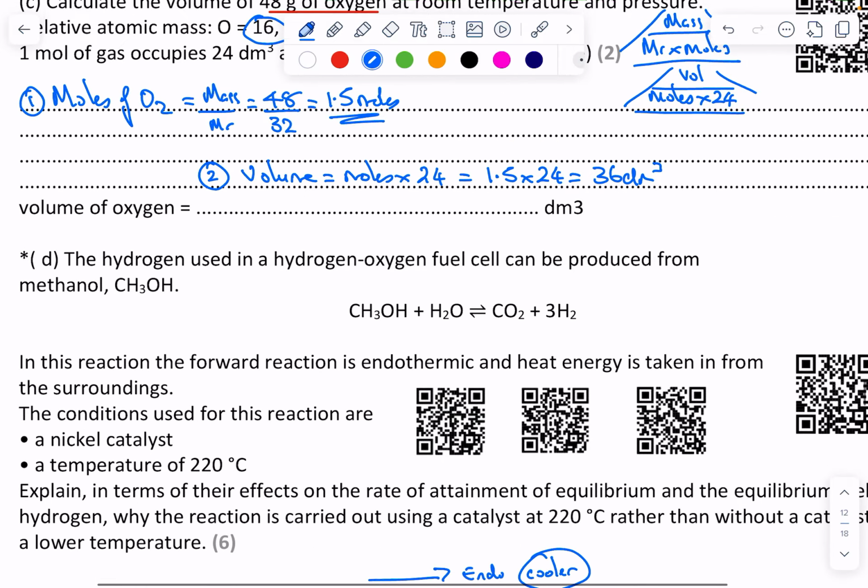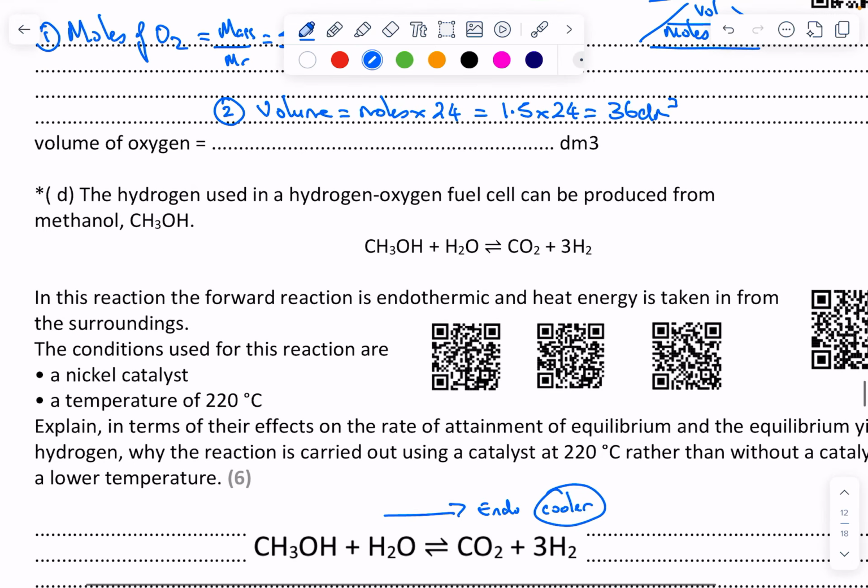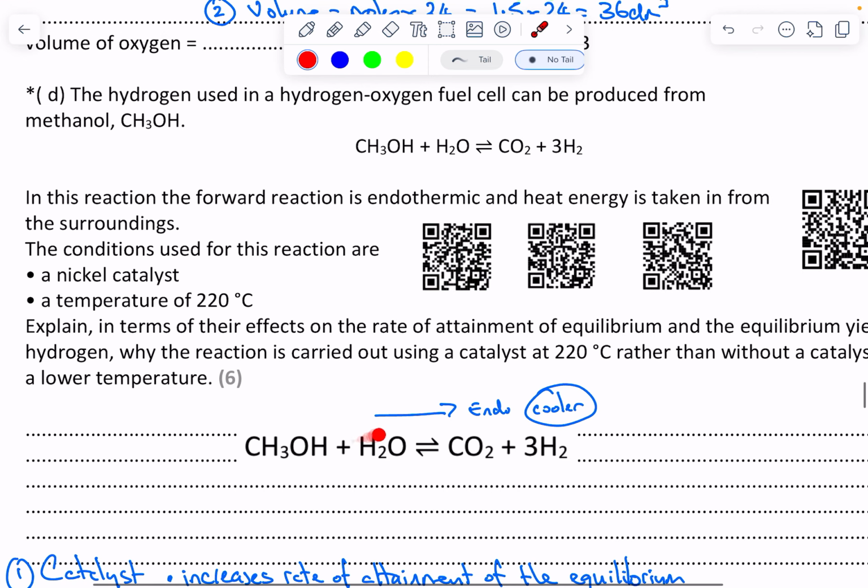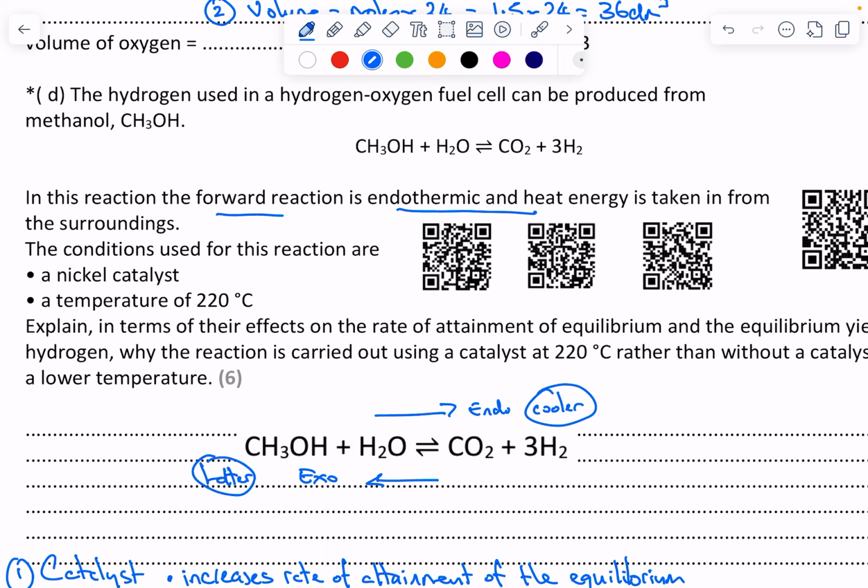Okay, the next question is a 6 marker, and there's a lot of information here that we need to use to help us. We've got this equation that's an equilibrium equation, so it's reversible. The reaction is endothermic. So I've rewritten this out with a bit of space, and because it's telling me the forward reaction is endothermic, I've written that on here. So the forward reaction is endo, and that means it's going to take energy in and make the surroundings cooler. It also means that going backwards, the opposite way, is going to be exothermic. Exothermic releases heat, so that would make the surroundings feel hotter.